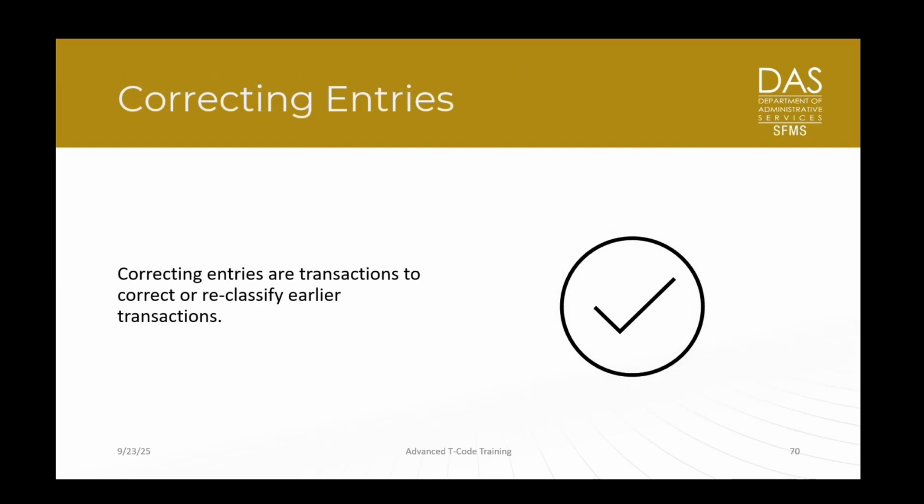So let's talk about correcting entries. Correcting entries are transactions that are to correct or reclassify earlier transactions. I know in basic TCO training, we went over some basic corrections. And so today we're really going to focus on the type of corrections that we would do if a balance transaction was entered incorrectly and if we had to make changes to that.